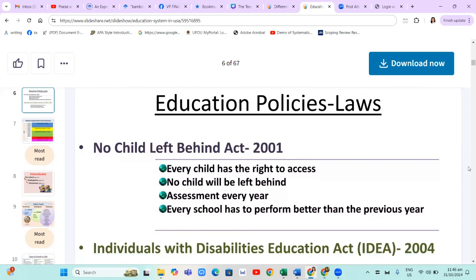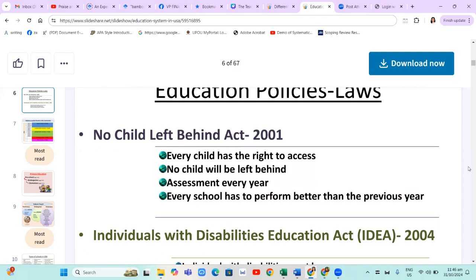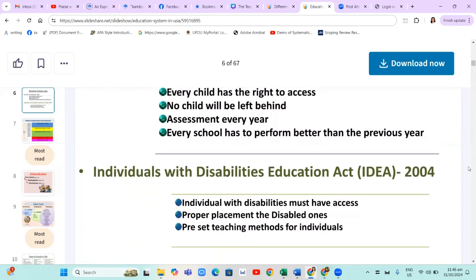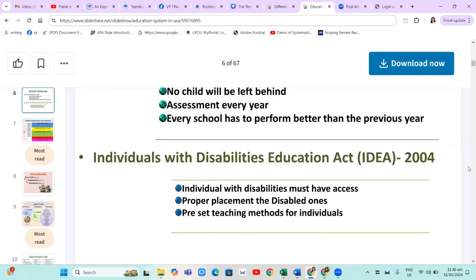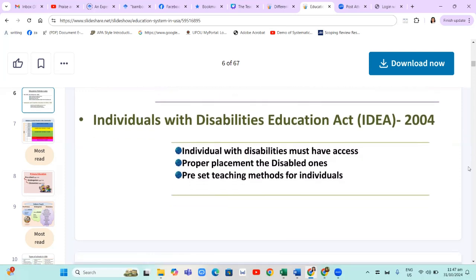So these are the education policy laws. The No Child Left Behind Act of 2001: every child has the right to access to education, no child will be left behind, and there is assessment every year. Every school has to perform better than the previous year. And the Individuals with Disabilities Education Act, or IDEA 2004: individuals with disabilities must also have access to education, there is a proper placement of the disabled ones, and there are preset teaching methods for these individuals.